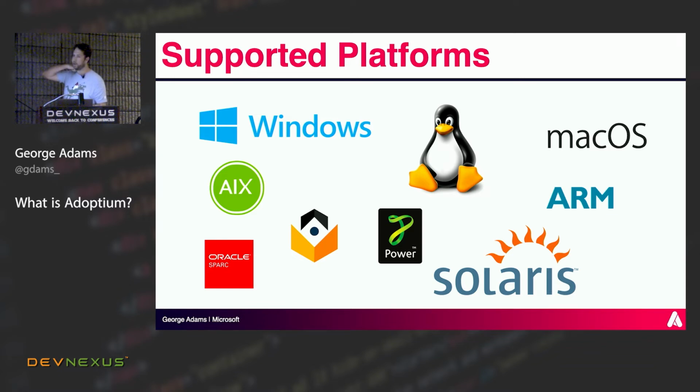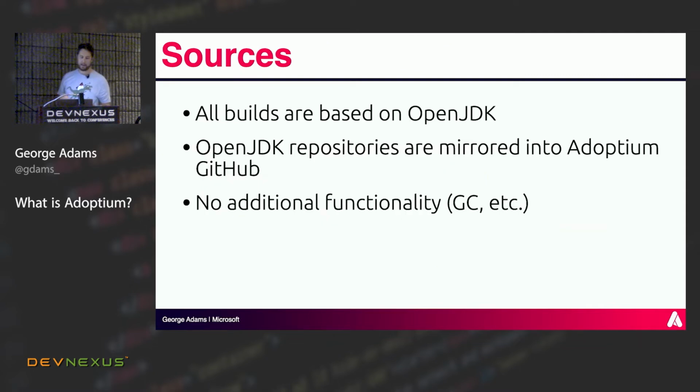Trying to get Solaris in a cloud that you can actually build Java on is proving to be harder and harder. So, a few key points about the sources. All of the builds that we produce are based on OpenJDK. We aren't swapping out VMs. We aren't interested in additional functionality like GC, ZGC. So essentially all we do is mirror those repositories down into our own organization.